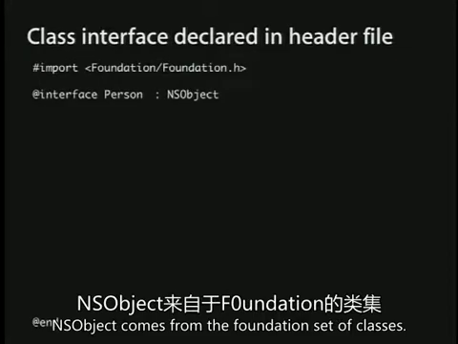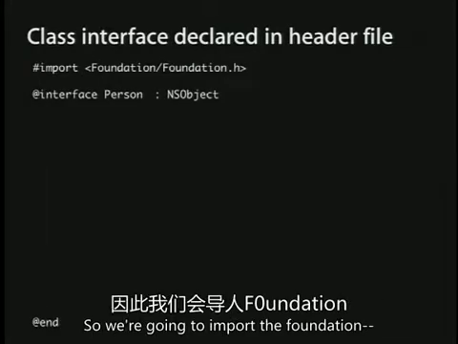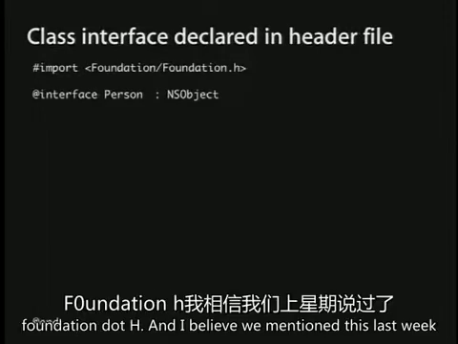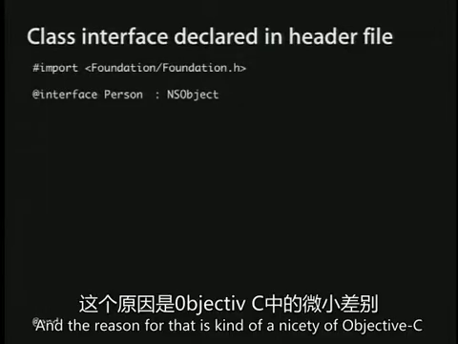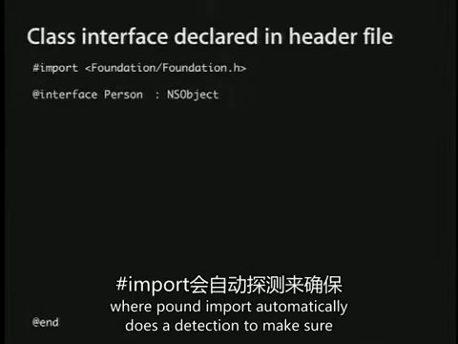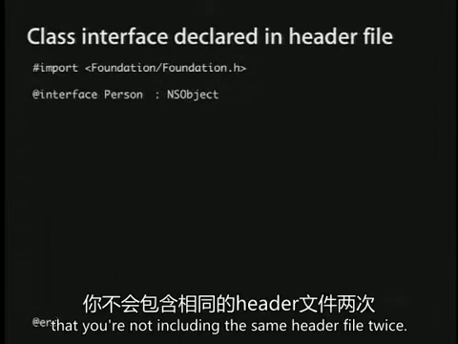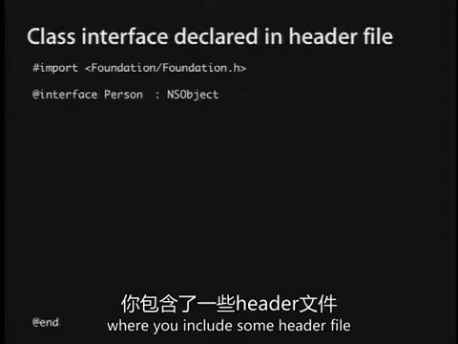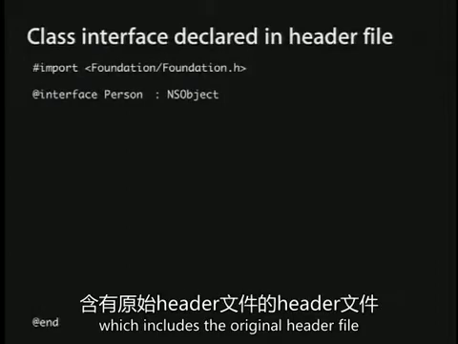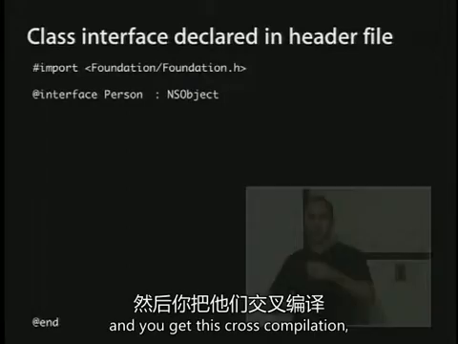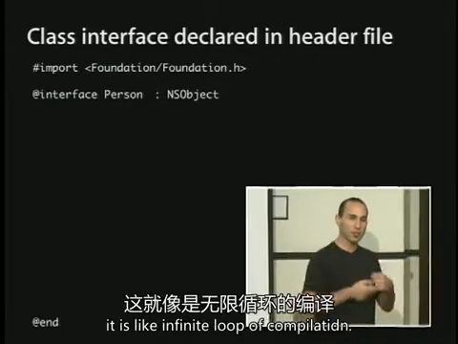NSObject comes from the Foundation set of classes. So we're going to import Foundation.h. I believe we mentioned this last week, but we're using #import here instead of #include. The reason is a nicety of Objective-C, where #import automatically detects that you're not including the same header file twice. You may have run into problems in the past where you include some header file, and that header file includes some other header file, which includes the original header file, and you get this infinite loop of compilation.